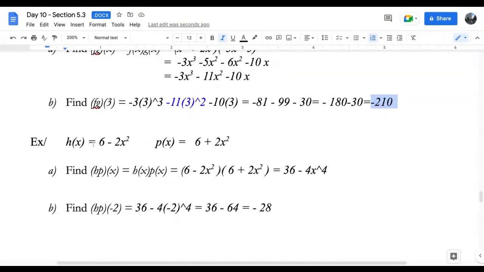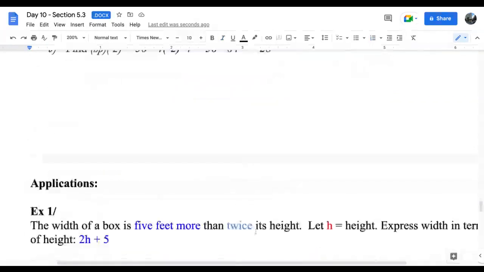Let's see this one example. We have 6 minus 2x squared times 6 plus 2x squared. Difference of two squares again. We just square the first one, 6 squared, 36. Then 2x squared: 2 squared is 4, x squared is x raised to the 4. Then we can evaluate at negative 2. Just plug in negative 2 for x, solve it, and get a number.